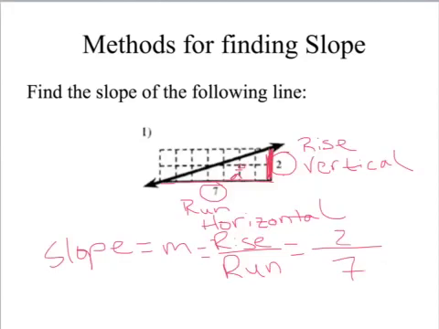And just to double check if it's positive or negative, I am reading this starting on this end, just like I would a word. Start here and go this way, and my graph is going up, which means that it's got to have a positive slope.